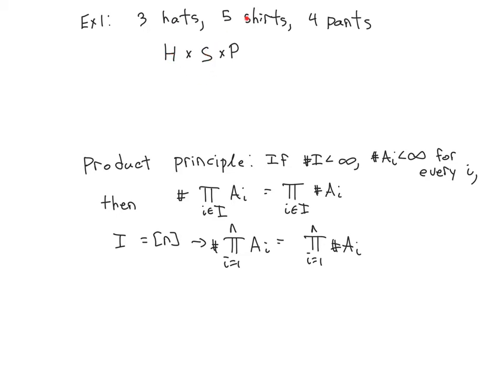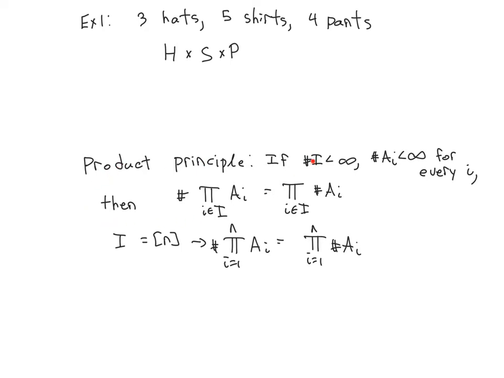The middle coordinate is the shirt, because that's in the middle of the outfit, and the last coordinate is the bottom of the outfit, so the pants. And so we see that the answer to our counting problem is the number of elements in this 3-fold Cartesian product. And so how would we solve such a problem?